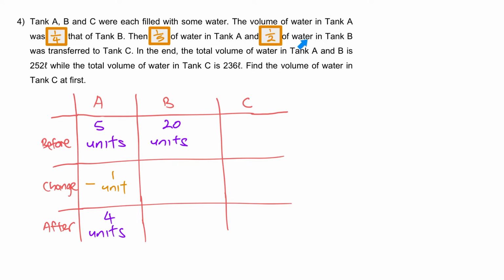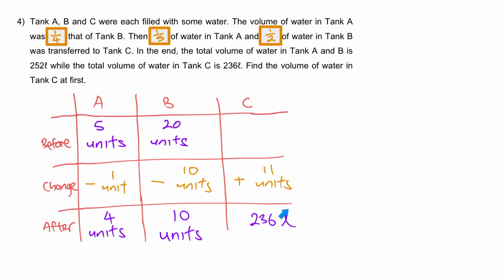After that, half of the water in B was transferred to C. So half of this, which is minus 10 units, and I'm going to be left with 10 units. So how much water was transferred to C? 1 plus 10, 11 units. I'm going to write plus 11 units. Moving on, in the end, the total volume of water in A and B is 252, so 252 is over here. And for C at the end, we know that it's 236 liters, so I'm just going to write it down, 236 liters.